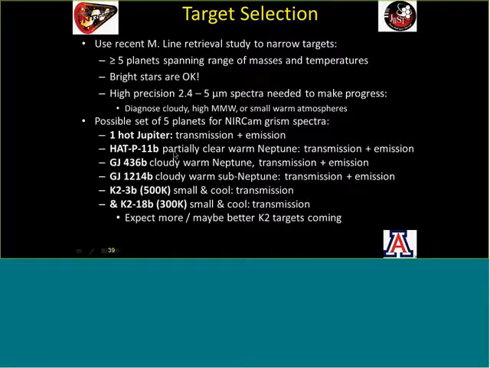And here's a possible source list that we might use, but I have to emphasize we haven't made any final choices yet, because one can always hope that K2 will discover the Goldilocks planet.